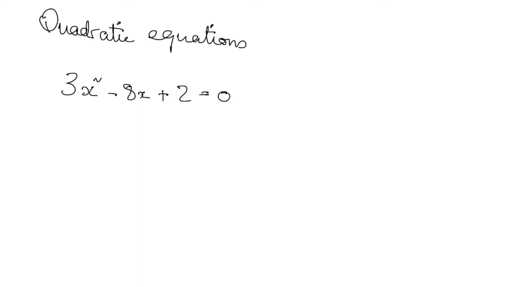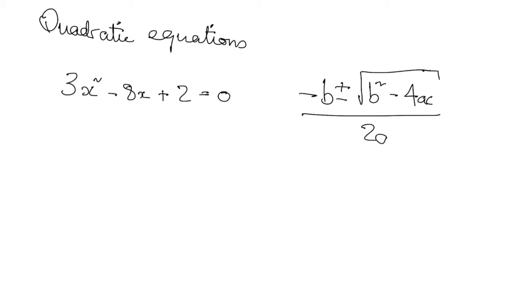We're going to use the quadratic formula to solve this quadratic equation. The quadratic formula is minus b plus or minus the square root of b squared minus 4ac all over 2a. To be able to use this formula, we have to be able to get values for a, b, and c.